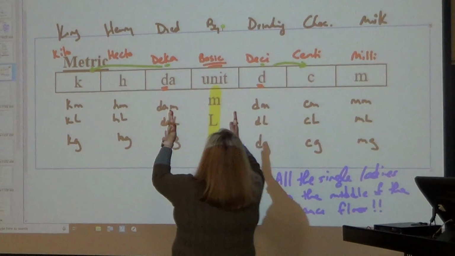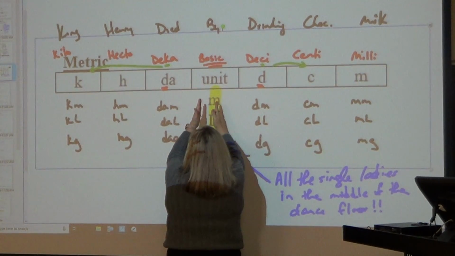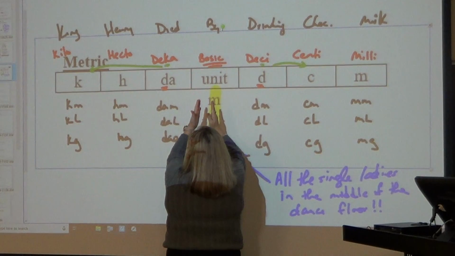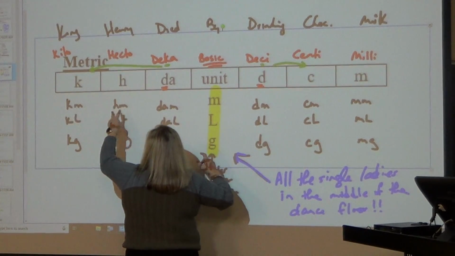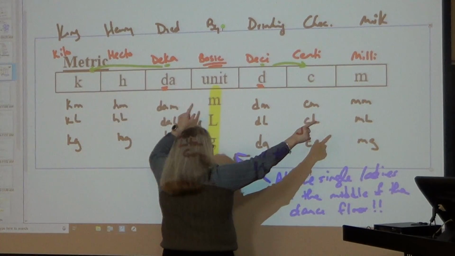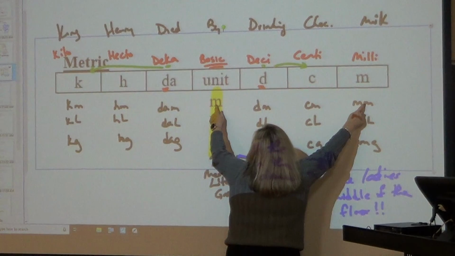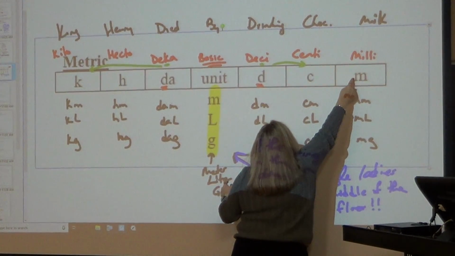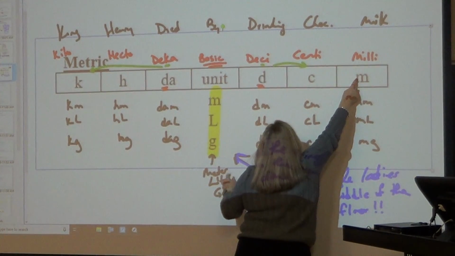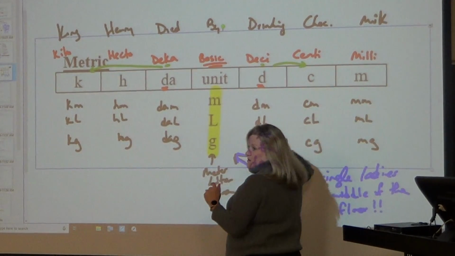So if it's a single letter, meter, liter, gram, it is in the center of the chart, the center of the dance floor. If it's a double letter or a triple letter, it is off to the side. And the main two that you're going to get confused on is the millimeter and the meter. You're going to see that M right there, and you're going to say, oh, there's the meter, here's the meter, that's the millimeter over here.